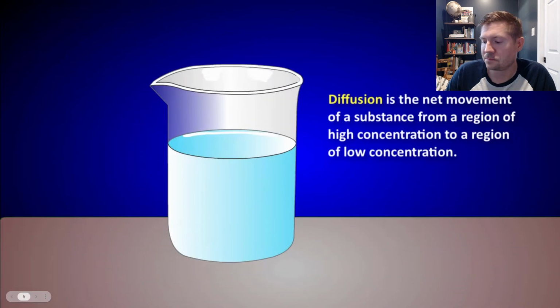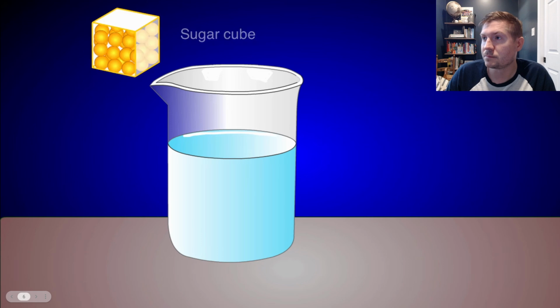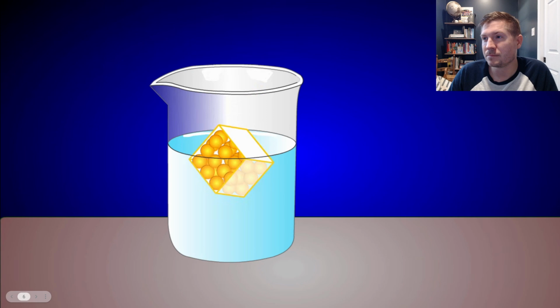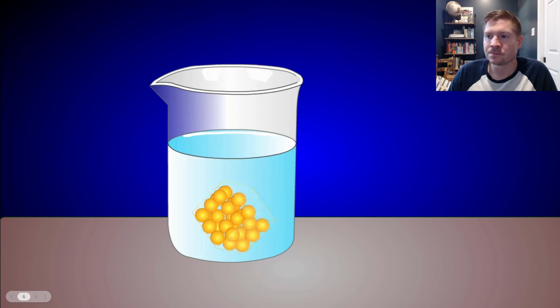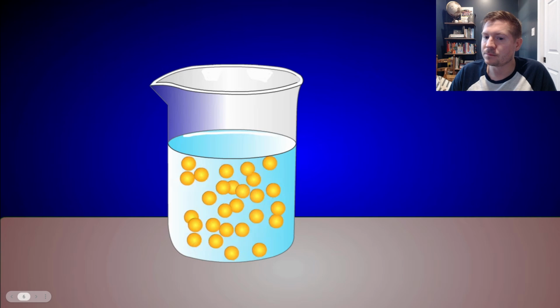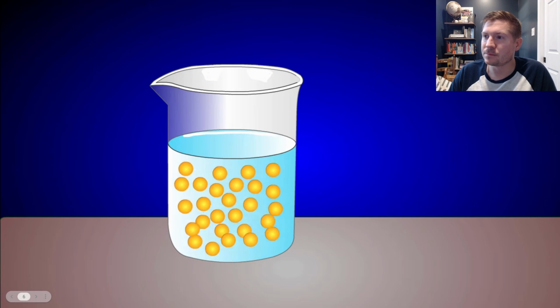Diffusion is the net movement of a substance from a region of high concentration to a region of low concentration. Let's use this sugar cube and beaker of water as an example. When the sugar cube is dropped into water, it begins to dissolve. The sugar molecules in the cube move from an area of high concentration to areas of lower concentration until the molecules are evenly distributed. This type of motion is known as diffusion.